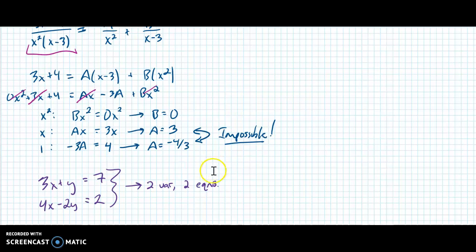Now, why is that? It's because I have two variables and two equations, right? Remember, if I have an x and a y and a z, right? 3x plus y minus 2z equals 7. Well, if I had that, I would need to have three equations to be able to solve for x and y and z, right? So a two variable system of equations needs to have two equations to be able to solve. A three variable system of equations, when they're linear like this, needs to have three equations to solve.